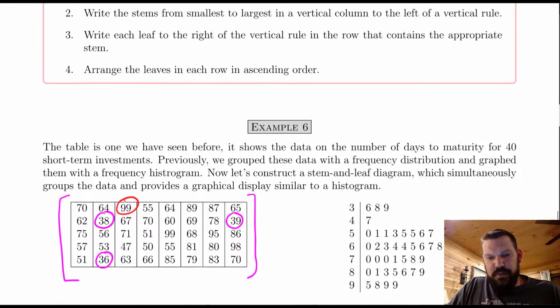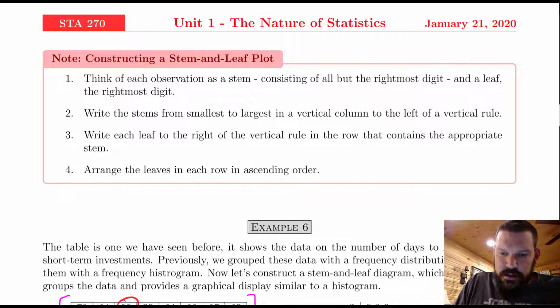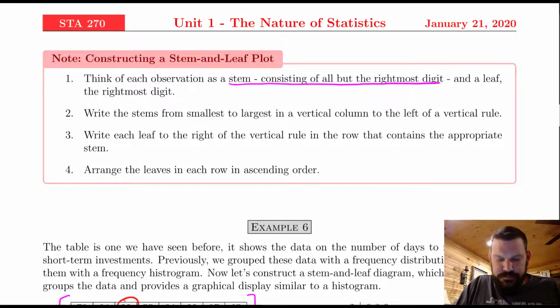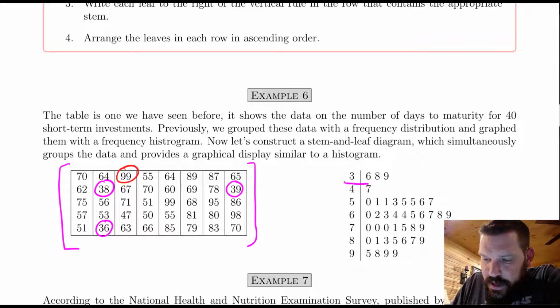Looking back up here at the rules for constructing a stem and leaf plot, the stem consists of all but the rightmost digit. If we look at the number 36, the rightmost digit is 6, so our stem is the number 3. Same thing for 38. The rightmost digit is 8, so our stem is 3. For 39, the rightmost digit is 9, our stem is 3. And we have this first stem and leaf plot value set right here.